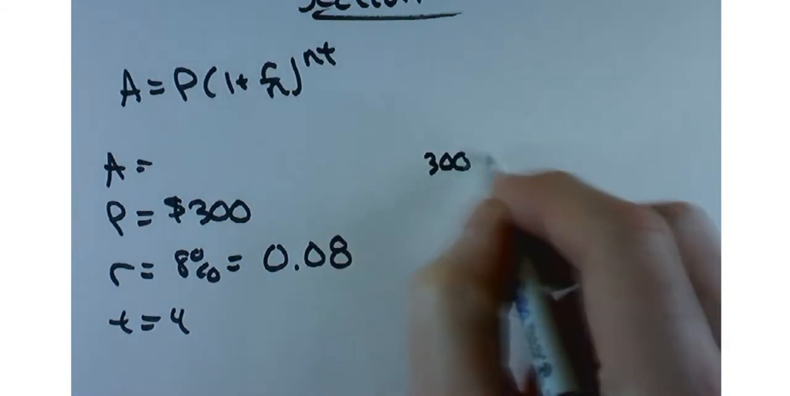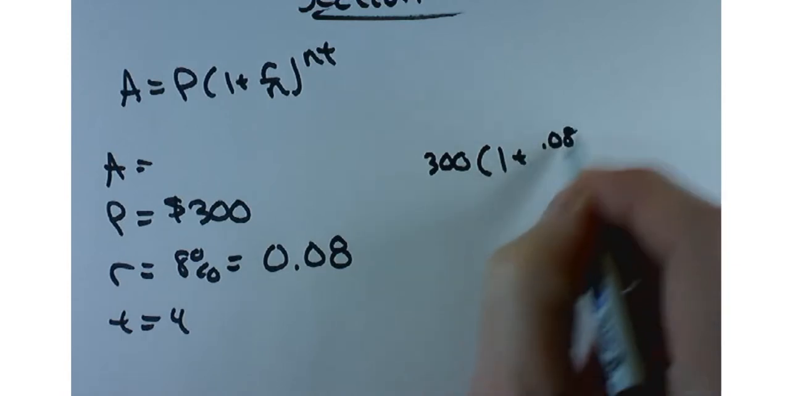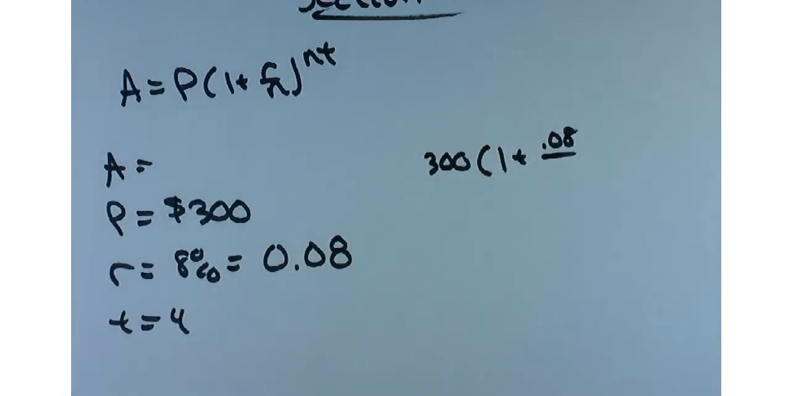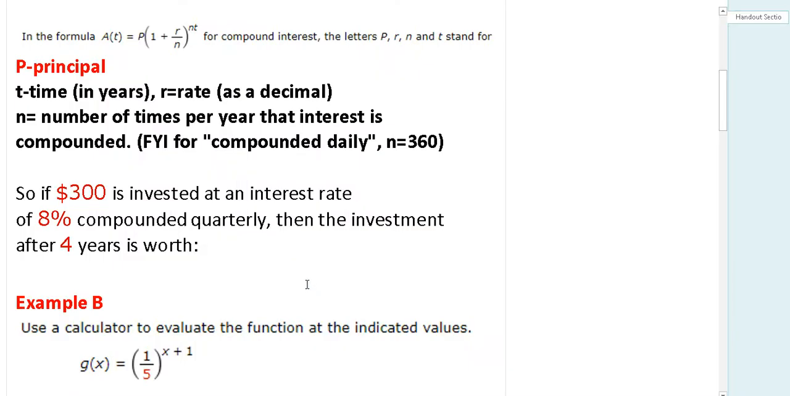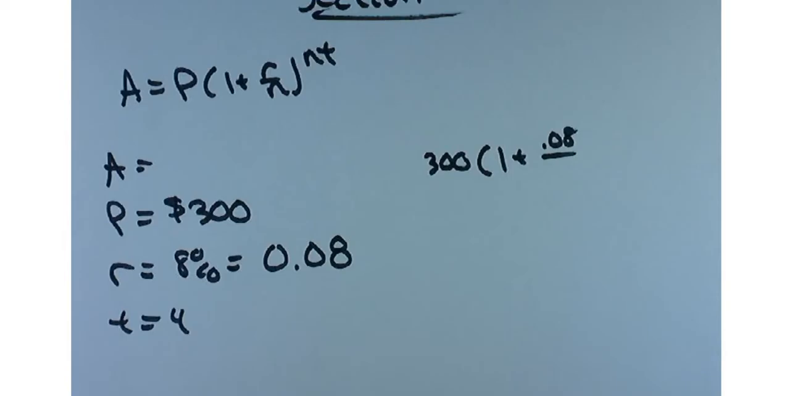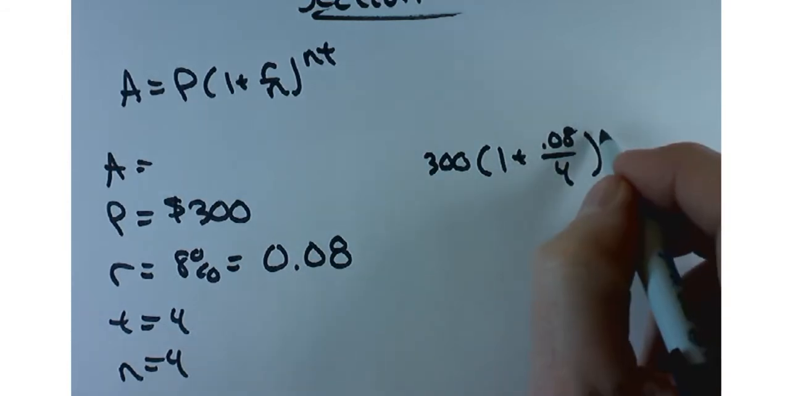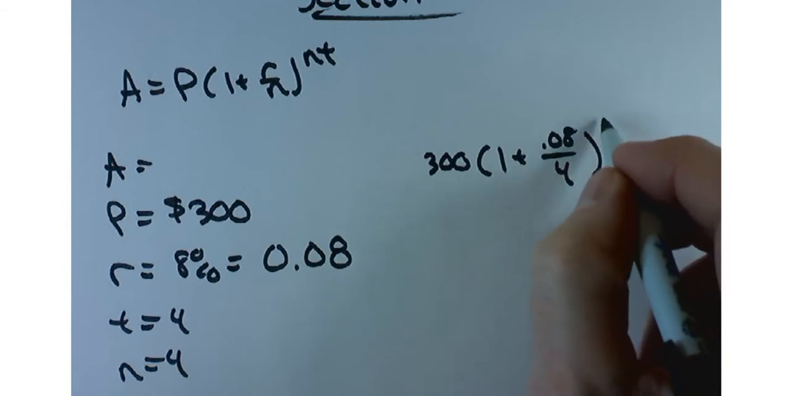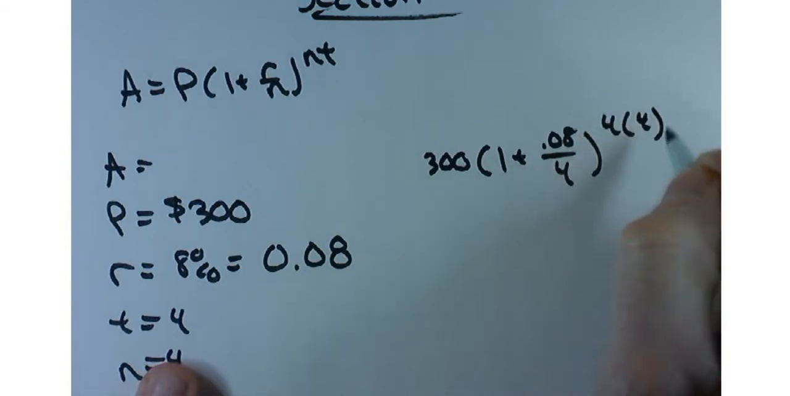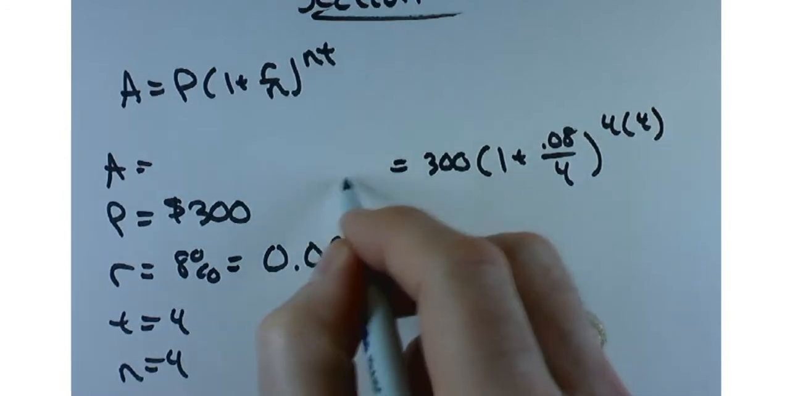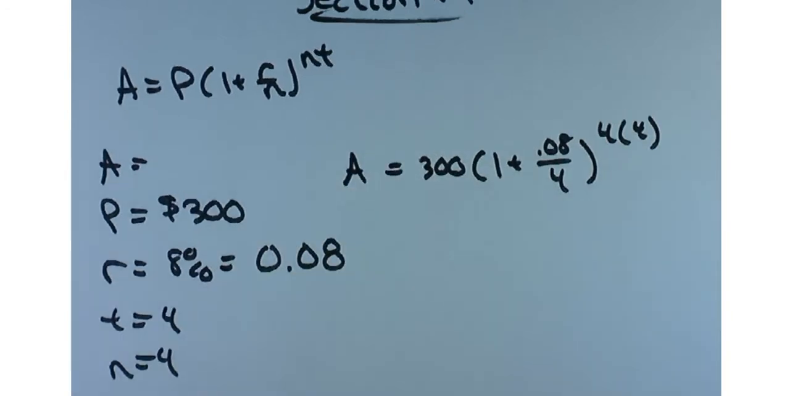So our formula for this one is going to be 300 times 1 plus 0.08 over, oh, you know what? There is one more thing I need to know here. And that is, how often is this compounded? Compounded quarterly. So quarterly means 4 times a year. So 4 times a year, they're going to give you some of your interest and dump it into your account. So N equals 4. And then raise this to the N times T power, 4 times 4 again, like that. So that's going to tell us how much is in our account after those 4 years under these conditions.